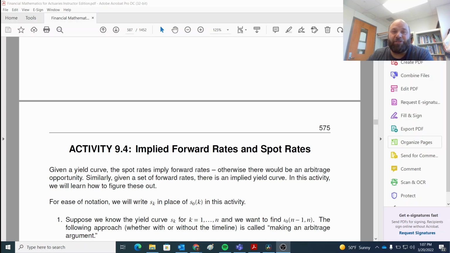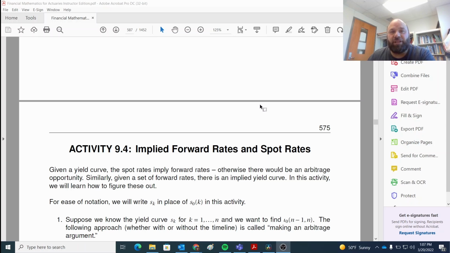So let's continue. In the last set of videos, we were talking about forward rates. Now we're going to talk about the relationship between spot rates and forward rates. Remember, a spot rate is an annual interest rate in effect from time 0 to time t, whereas a forward rate is a rate in effect typically from time t minus 1 to t, but agreed upon today at time 0. Although a forward rate could be from any intermediate time to some other time.